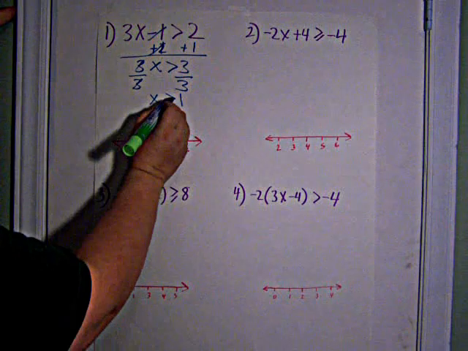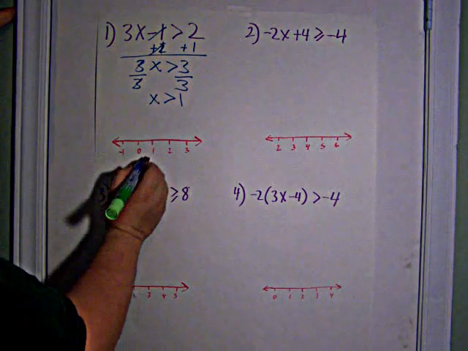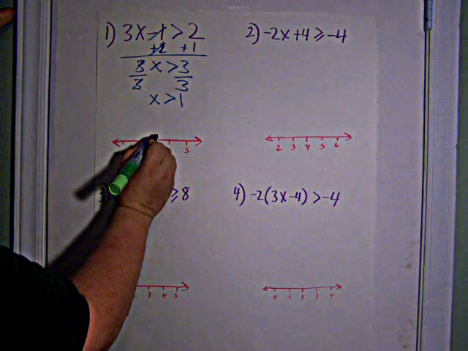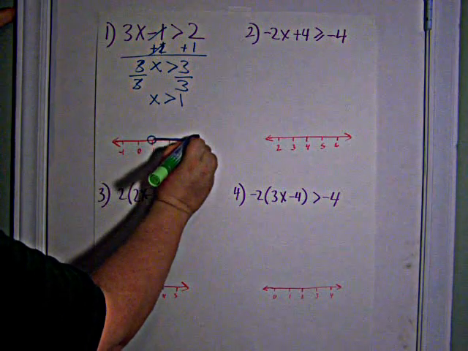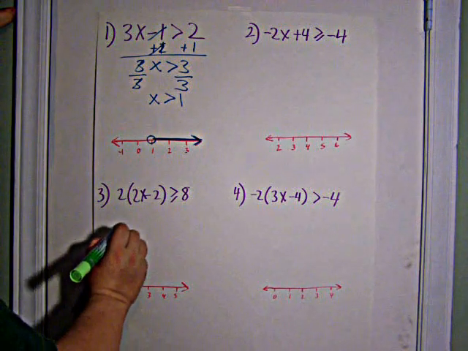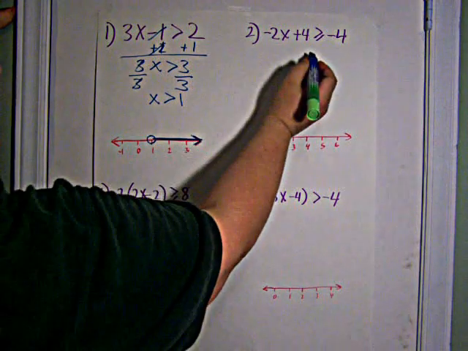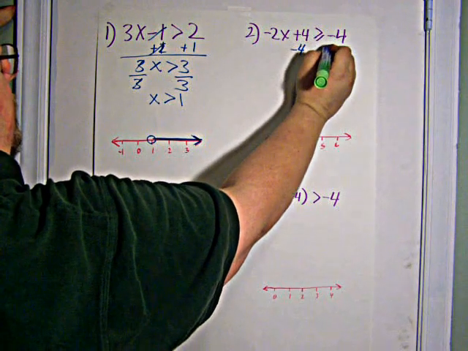When we have a greater than, means that 1 is not part of the set. So to graph it on the number line, we leave an open dot at 1. And that completes it. Second equation, up here, same thing, we're going to subtract 4.